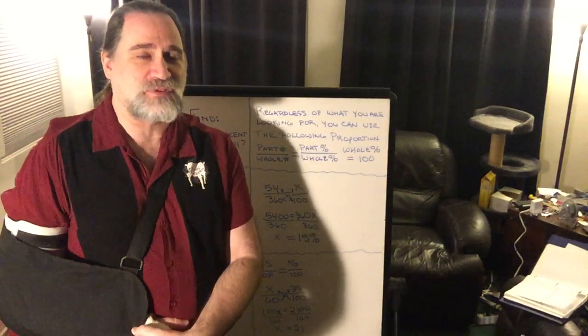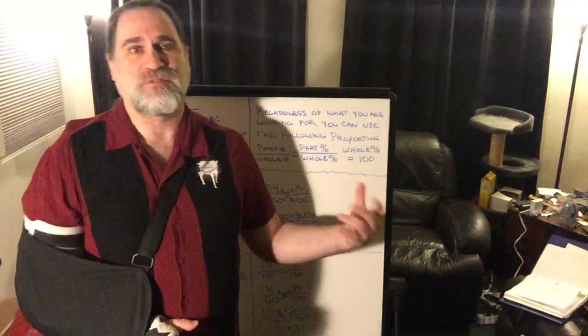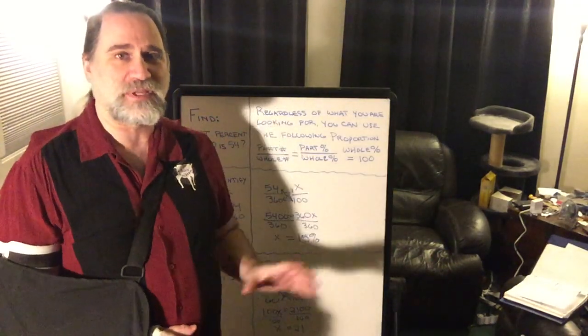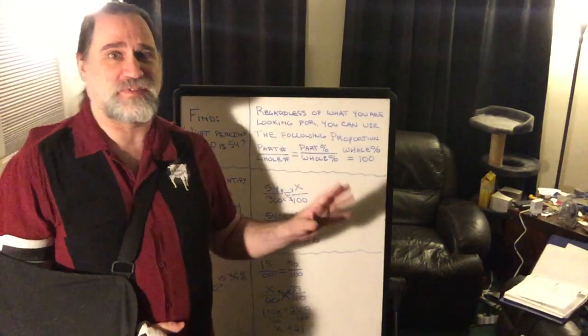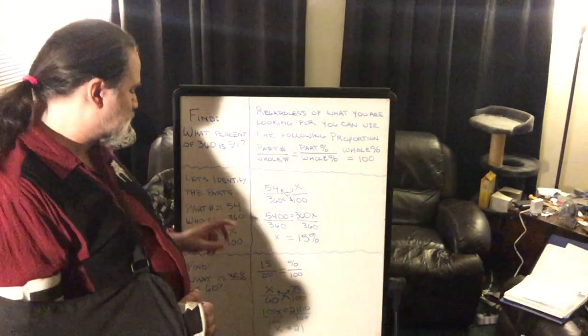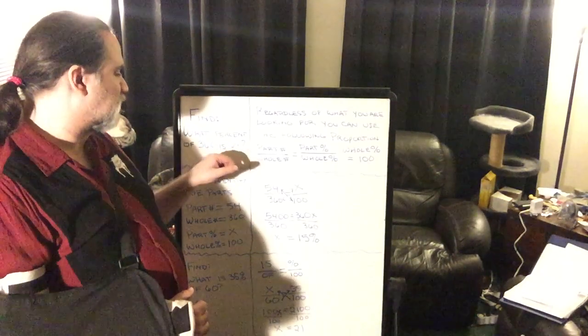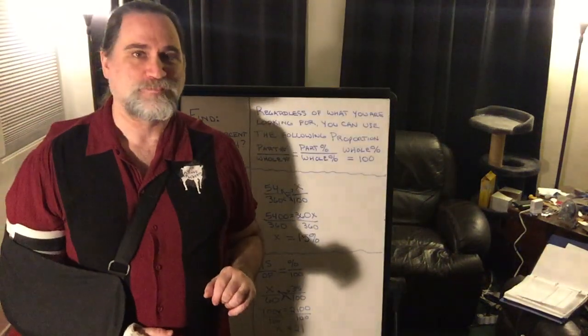So we don't have to redesign it and worry about it after we're done. As soon as we get to the end, we get a number, 15. That 15 is 15%. So I could say 15% of 360 is 54.